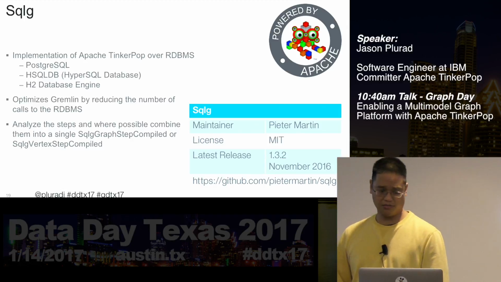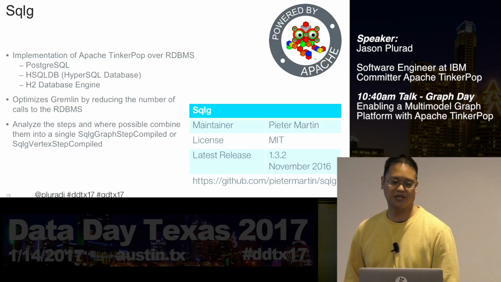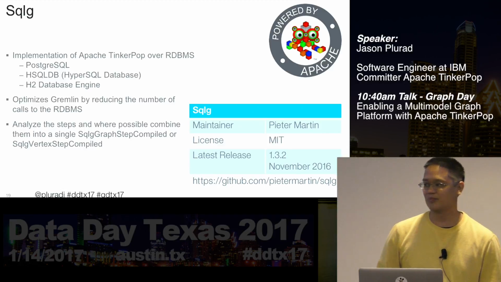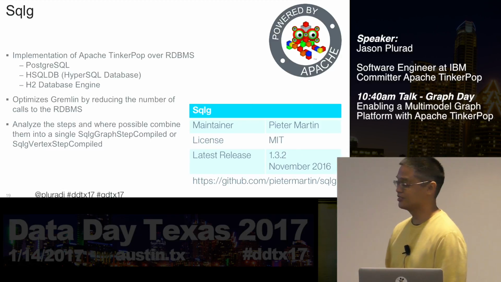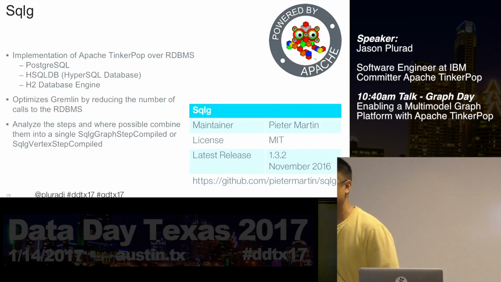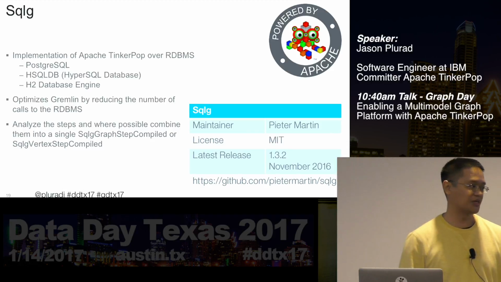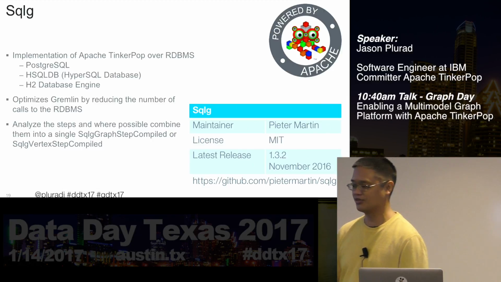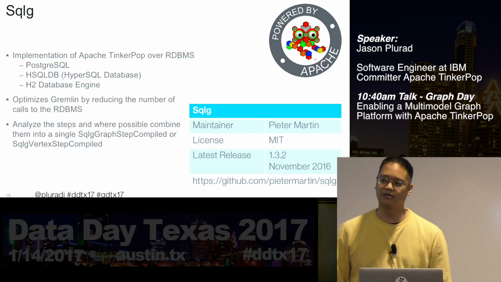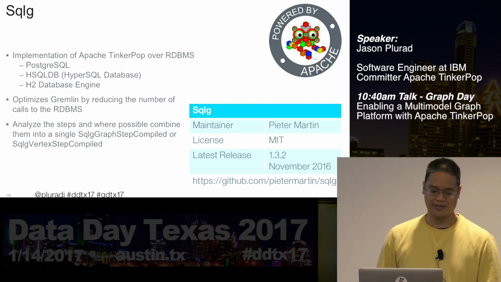So we're going to take a look at other providers in the ecosystem. First up is SQLG. This is written by Pieter Martin, who's an Apache TinkerPop committer. It presents Apache TinkerPop graphs on top of a relational database. It has several different relational databases that are supported. And what it attempts to do is optimize Gremlin by reducing the number of calls to the relational database. So what it does is it looks at all your steps, all the out traversals and edge traversals, and tries to combine those such that it can build up a multi-line inner-join SQL statement. And that's really the magic behind it.